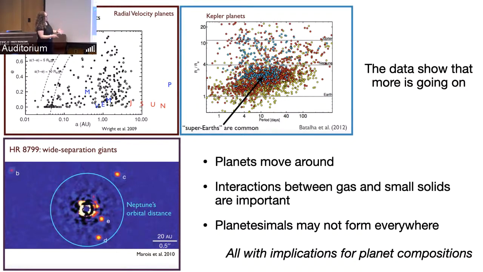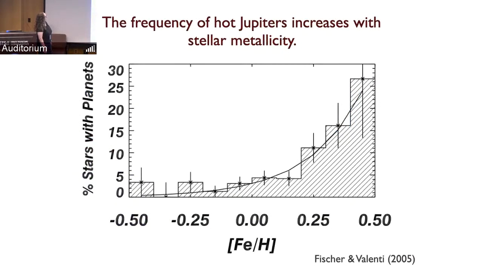So just to bring together some themes, right? Planets move around. Interactions between gas and small solids are increasingly recognized to be very important in this process. Planetesimals may not form everywhere. Again, I don't have time to go into this, but this could be a critical component of this. And all of these have important implications for planet compositions, and are going to lead to different conclusions about what these planets, even in their bulk, are made of, never mind all of the detailed additional geophysics and chemistry that can affect them as they move on through their lives.